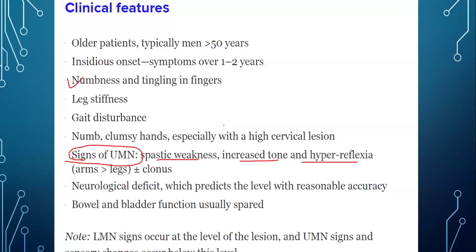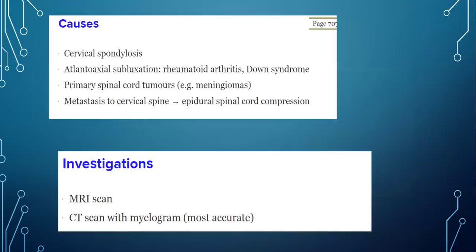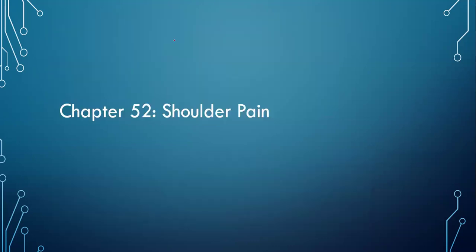But initially it would start with pins and needles or tingling numbness in the fingers, and then eventually if the cord gets compressed, they will have spastic paraplegia, that means weakness of both arms, hypertonia and hyperreflexia. Now if that happens, that patient needs an urgent MRI scan or a CT with myelogram. Okay. Myelopathy means spinal cord compression, and radiculopathy means nerve compression. That's the easiest way to remember.